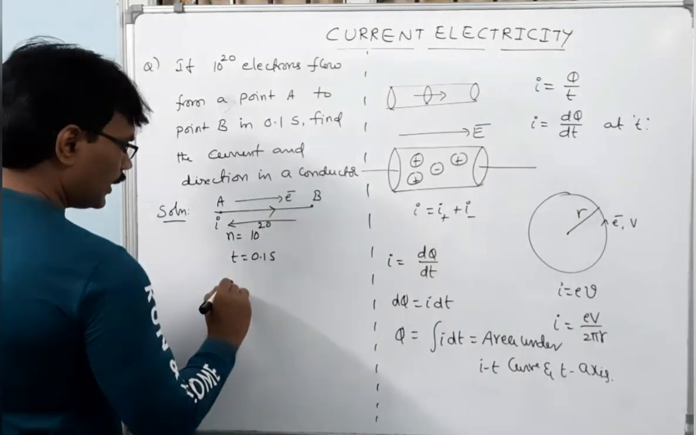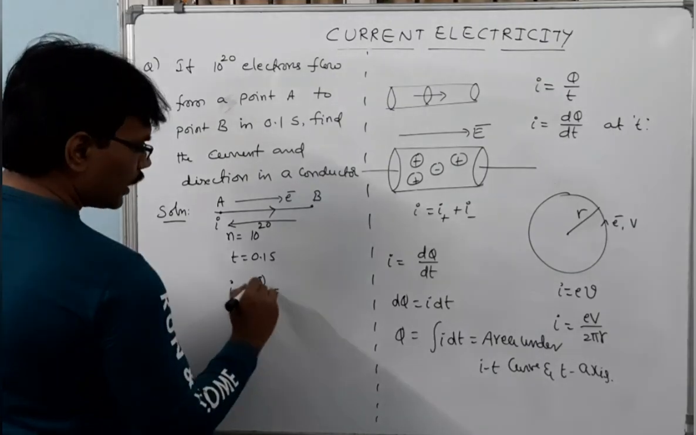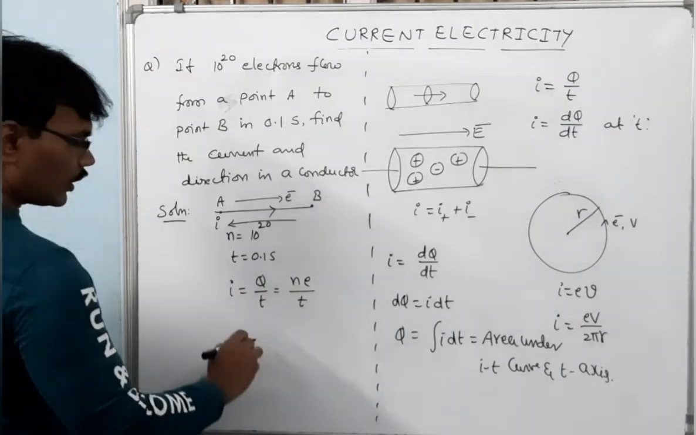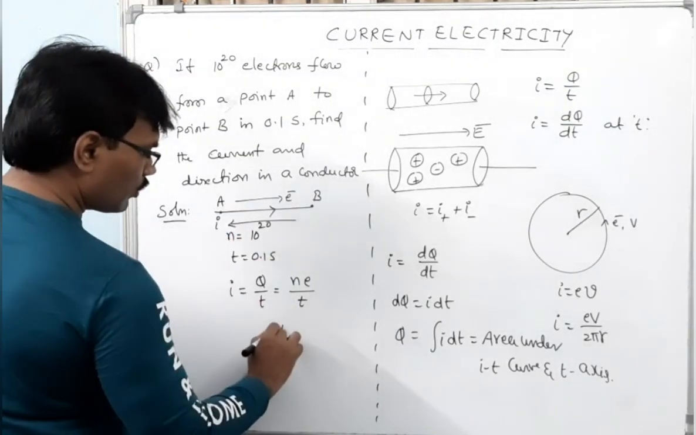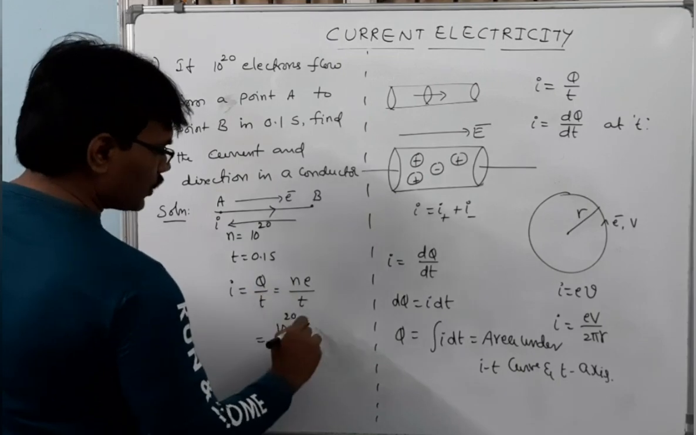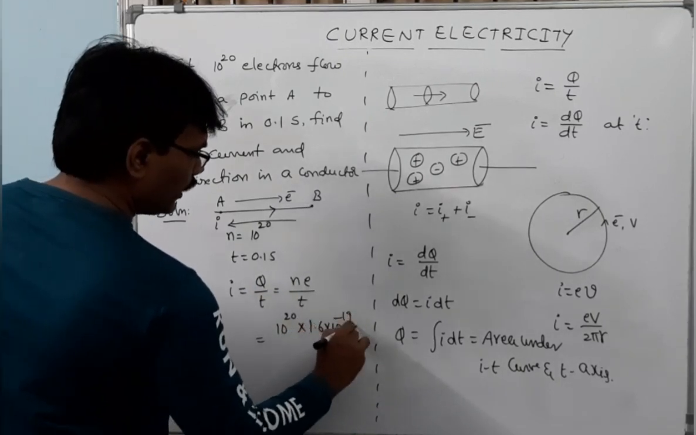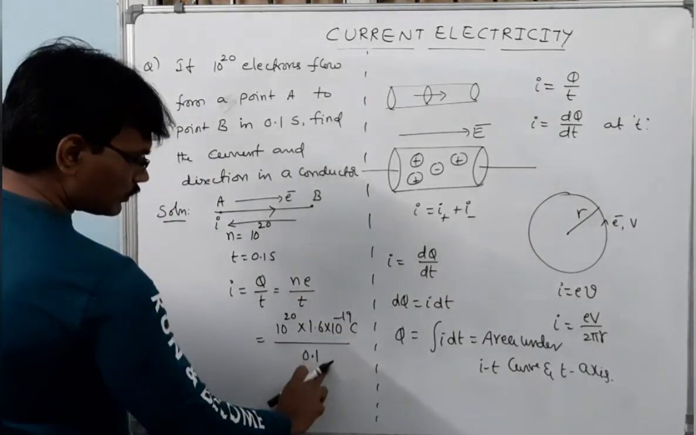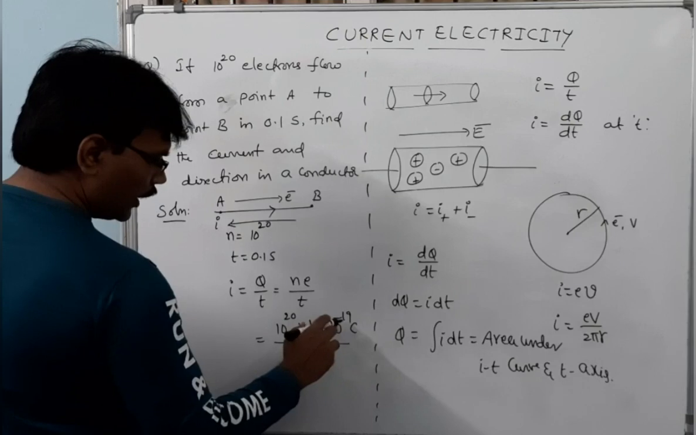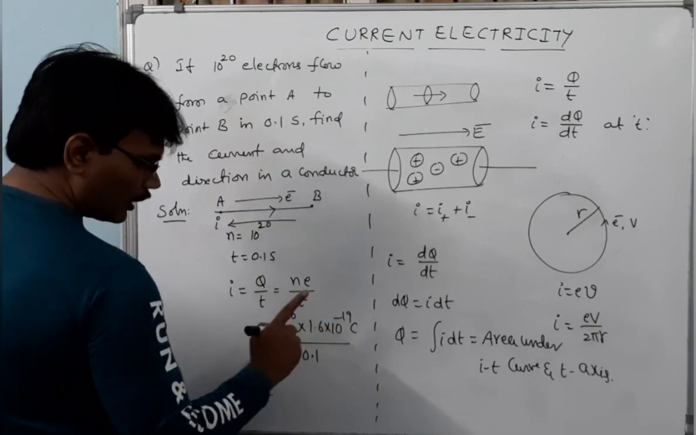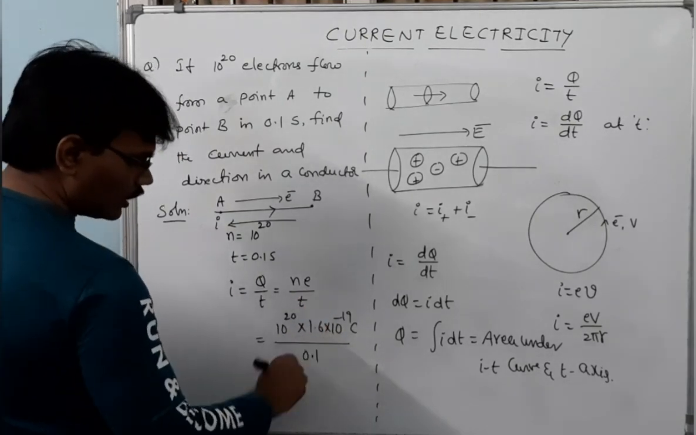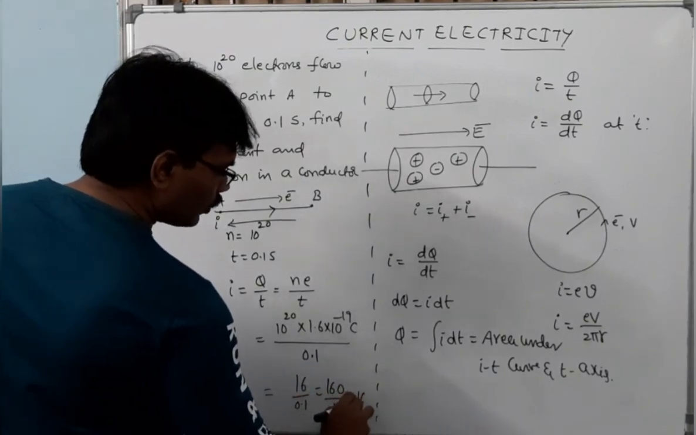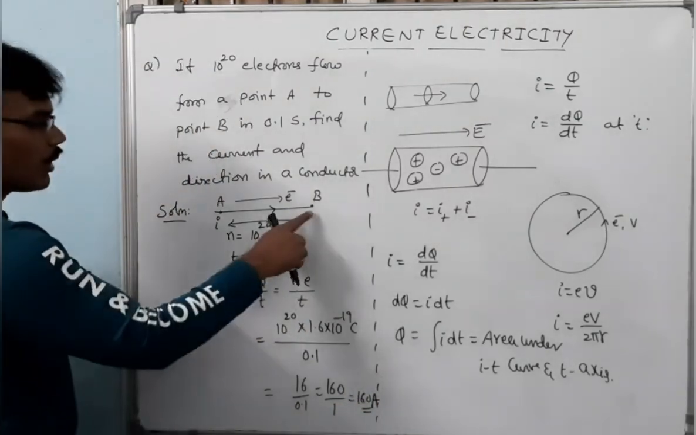Now how much current? We know the formula I equals Q upon t, but the charge must be equal to the number of electrons into the electron charge, divided by time. Here the number of electrons is 10 power 20, into e, the charge of an electron, 1.6 into 10 power minus 19 coulombs, divided by time 0.1 second. If you simplify this, 10 power 20 times 10 power minus 19 leaves 10 power 1, 10 into 1.6 is 16. So 16 divided by 0.1 means 160 divided by 1. Therefore 160 amperes current will flow from B to A.